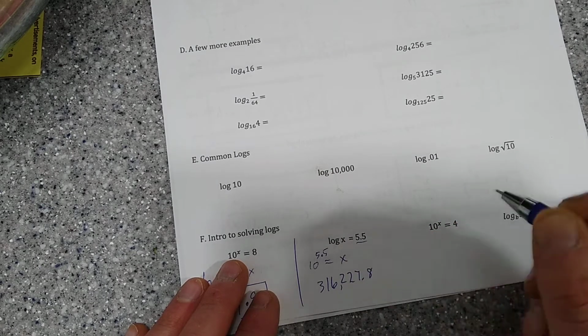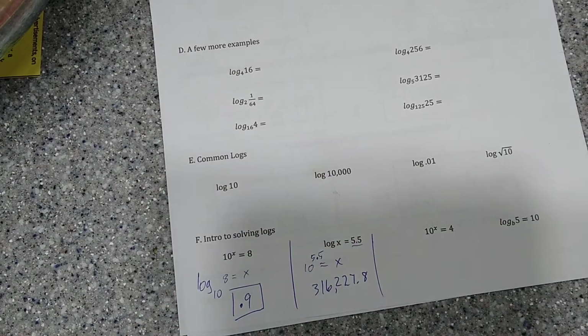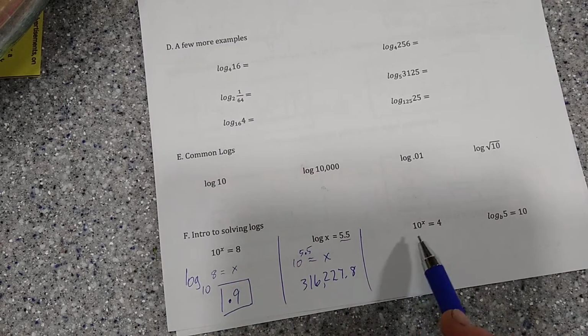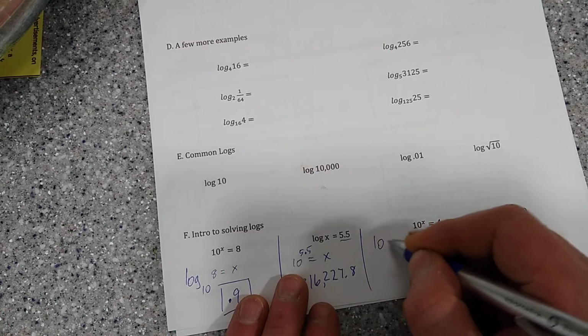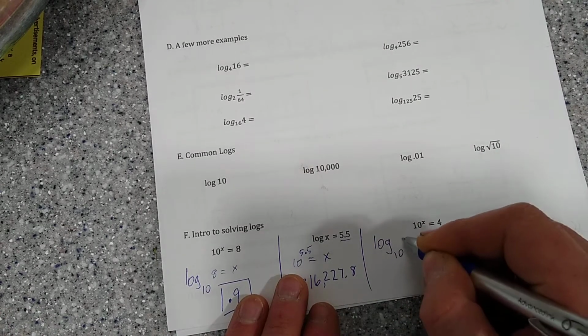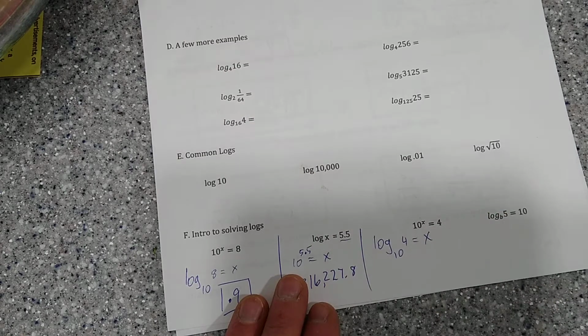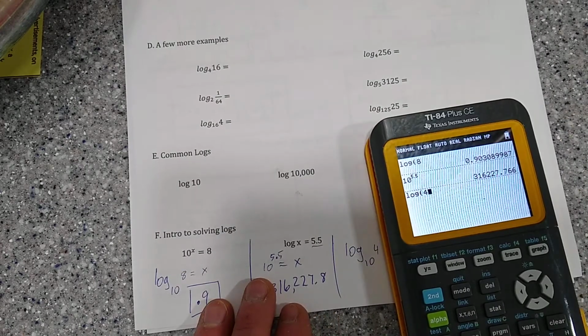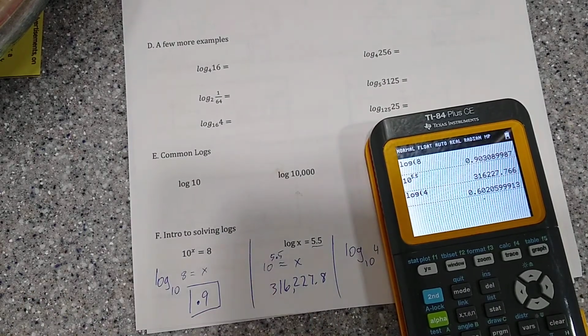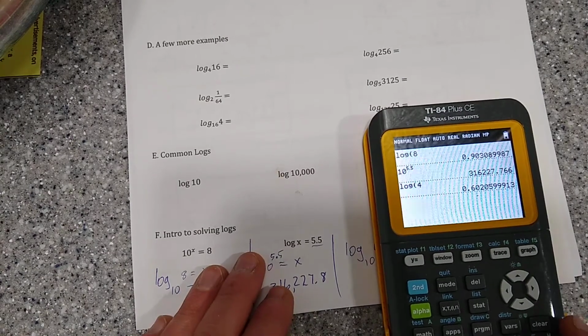0.8. All right, you pause it and see if you can do the last two. Once again, if you want to know 10 to what power, that's what the logarithm is asking you. So I would write it as log with a base of 10 of the number 4 is equal to x. So on my calculator, I can just push log 4, and there you go, 0.6, or 0.602 if you want to be exact.